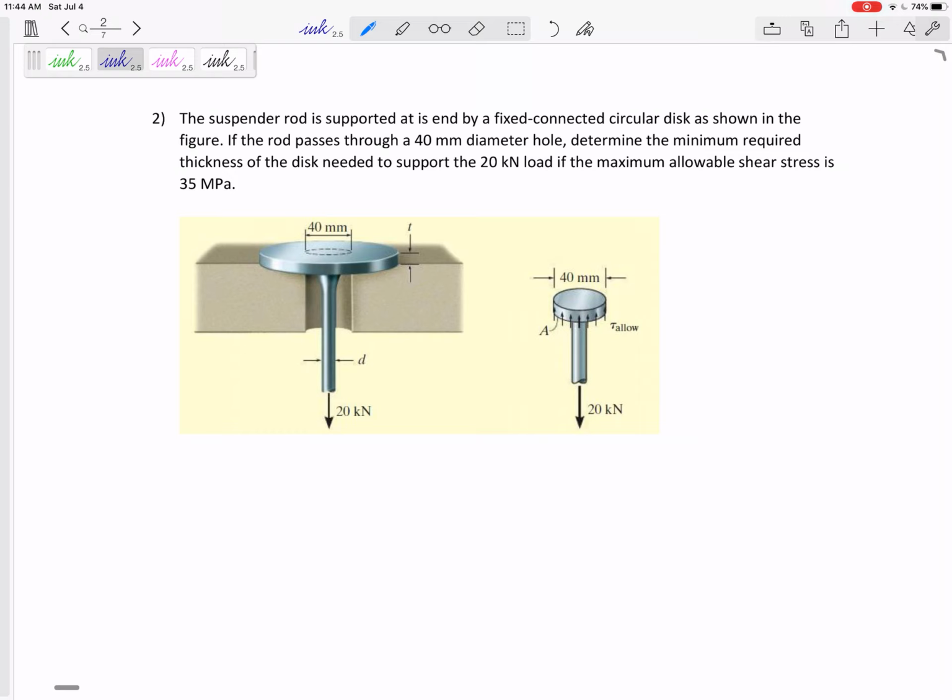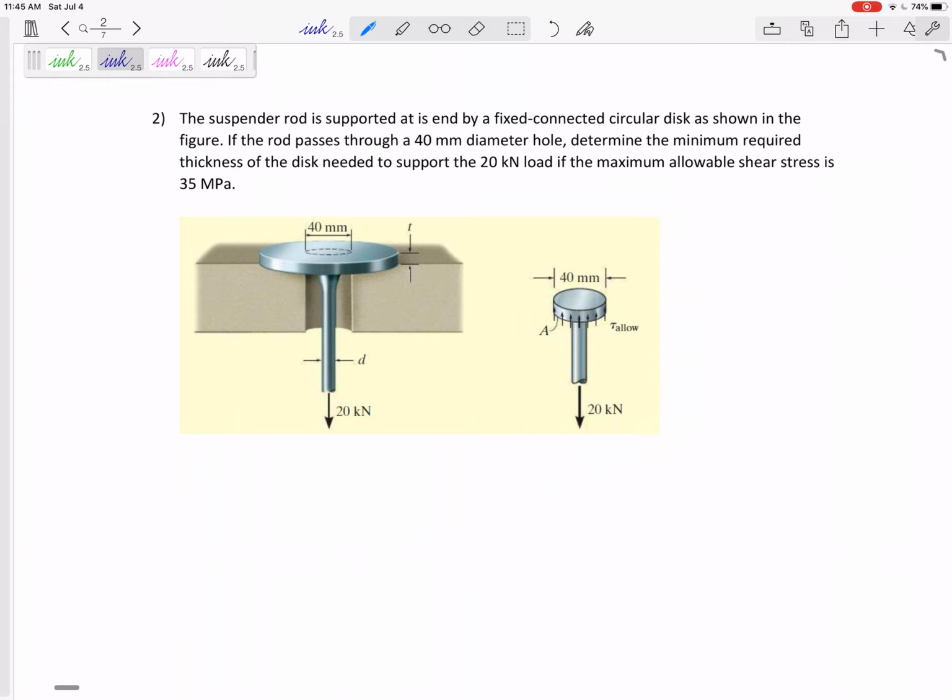So let's look at this one. We've got a suspended rod supported at its end by a fixed connected circular disc. If the rod passes through a 40 millimeter diameter hole, determine the minimum required thickness of the disc needed to support the 20 kilonewton load if the maximum allowable shear stress is 35 MPa. That's a lot. All right, but visualize it, and they actually did it for you here.